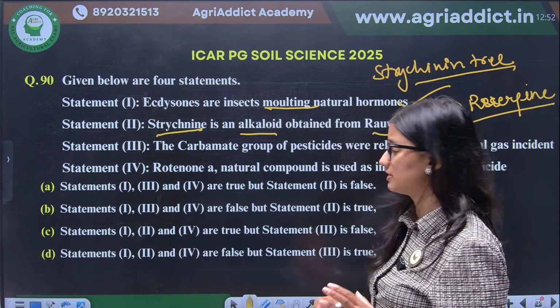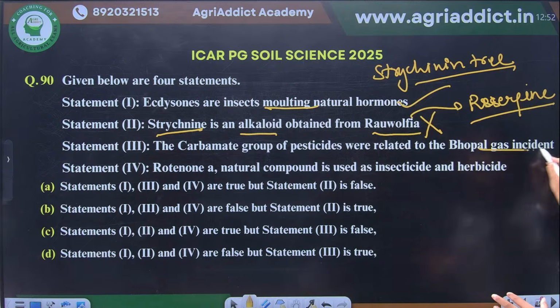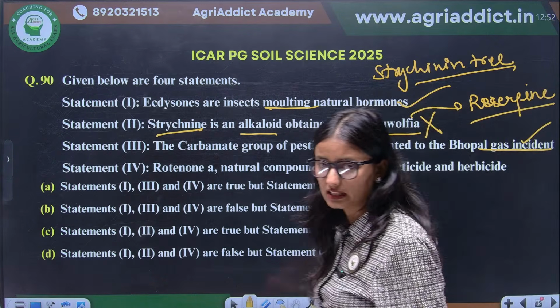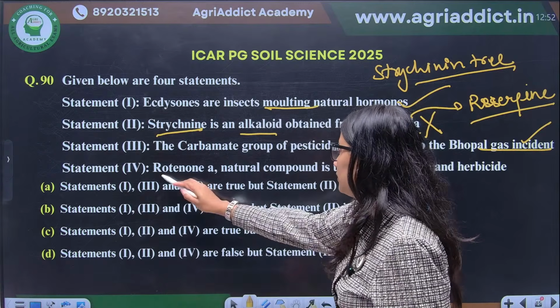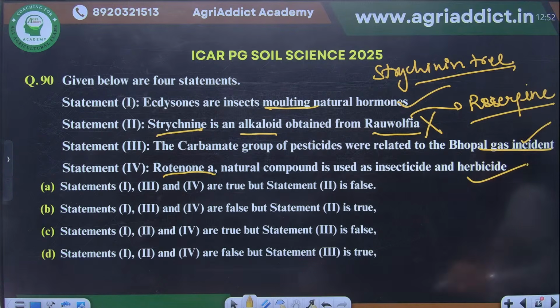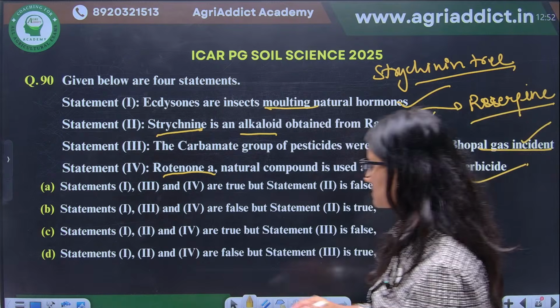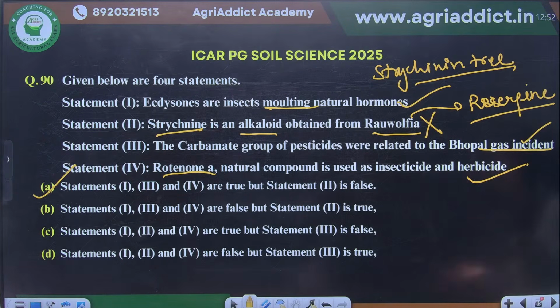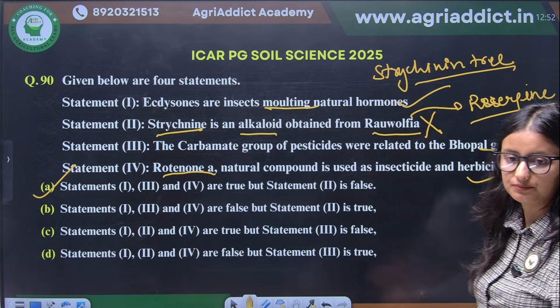Carbamate group of pesticide related to Bhopal gas tragedy. Yes, this is correct. MIC, methyl isocyanate. Rotenone is natural compound used as insecticide and herbicide. Yes, this is also correct. So statements 1, 3, 4 are true and statement 2 is false. Okay.